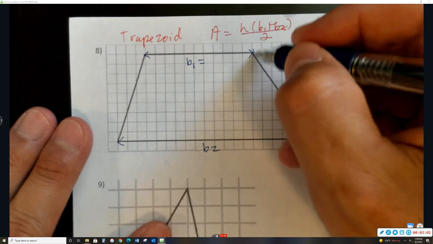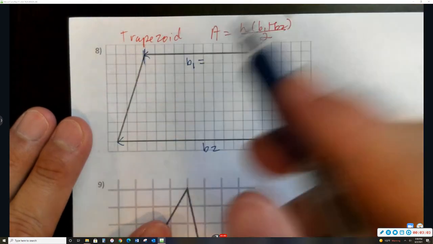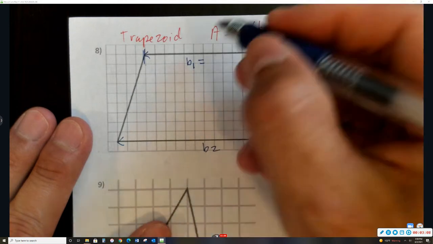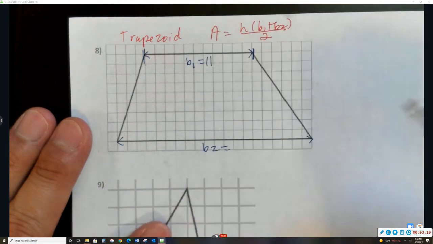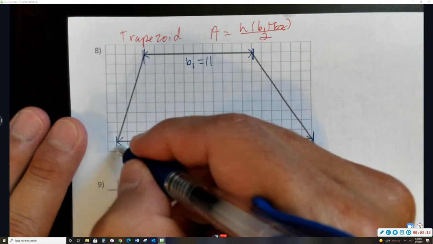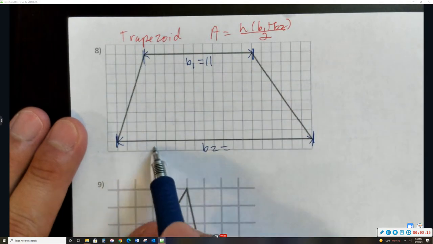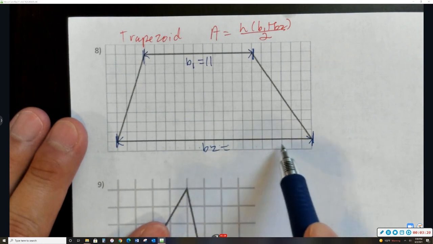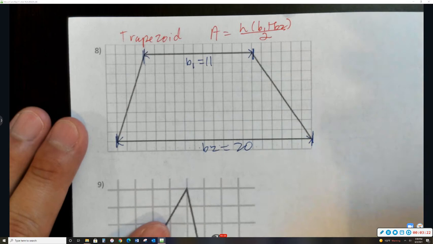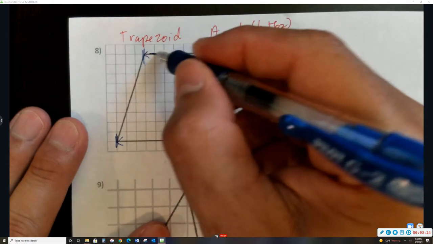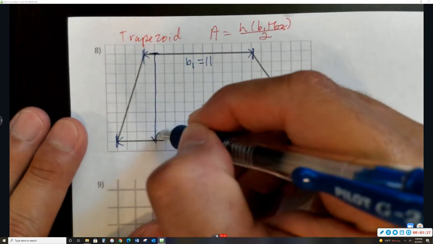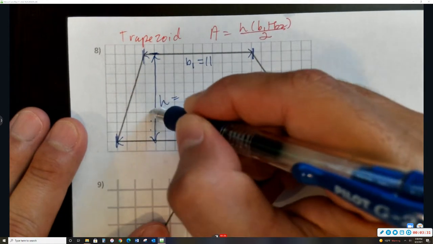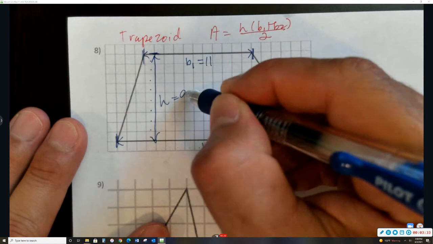Again, we just need to count how far across it goes. This one's 1, 2, 3, 4, 5, 6, 7, 8, 9, 10, 11 across. And then this base goes from here to here: 1, 2, 3, 4, 5, 6, 7, 8, 9, 10, 11, 12, 13, 14, 15, 16, 17, 18, 19, 20 across. And then the height, again, just go from the very top all the way down to the bottom. That's going to be our height: 1, 2, 3, 4, 5, 6, 7, 8, 9. So the height is 9.